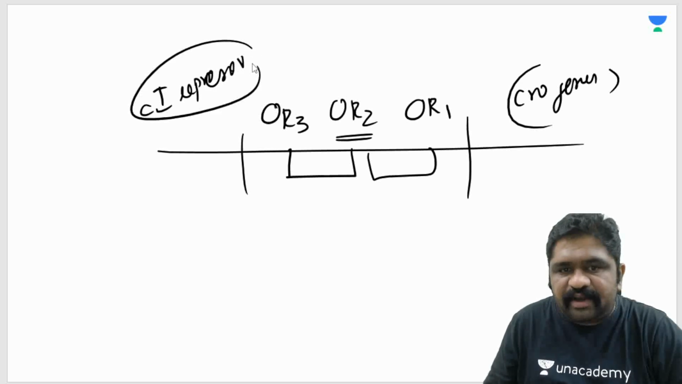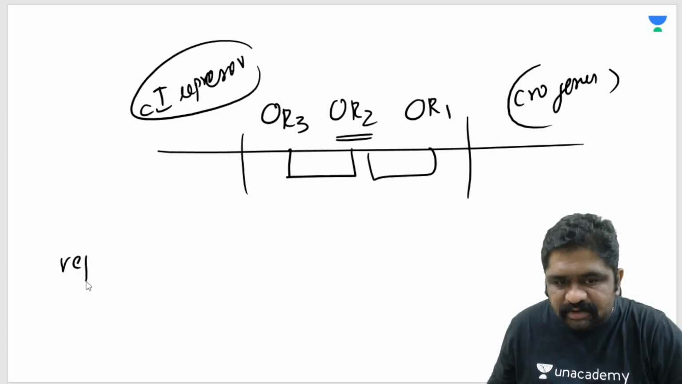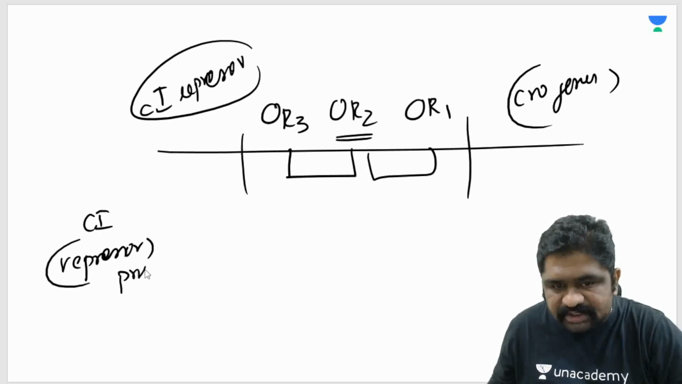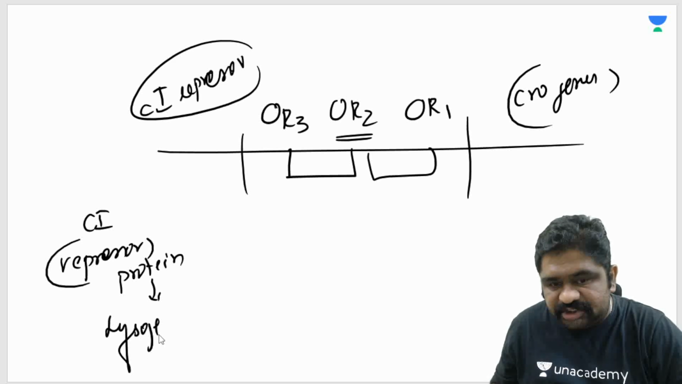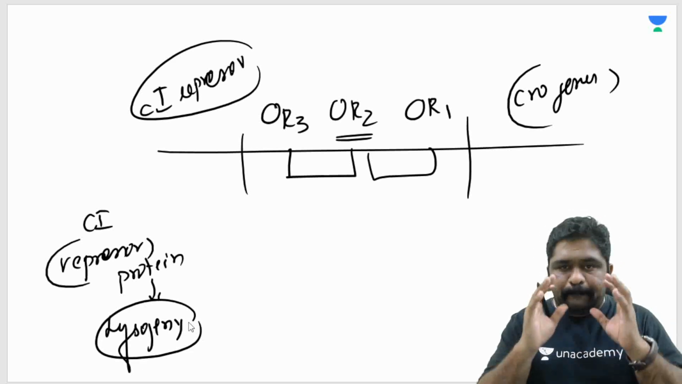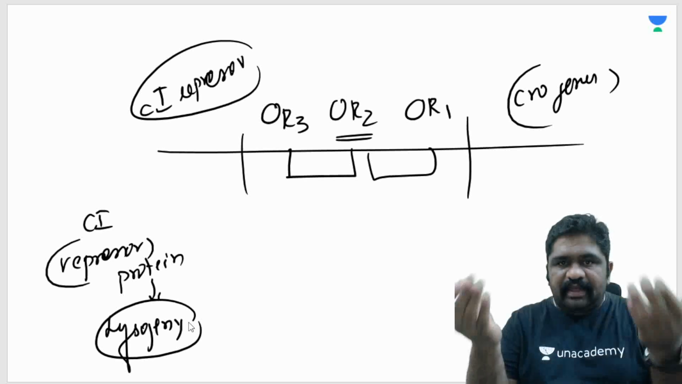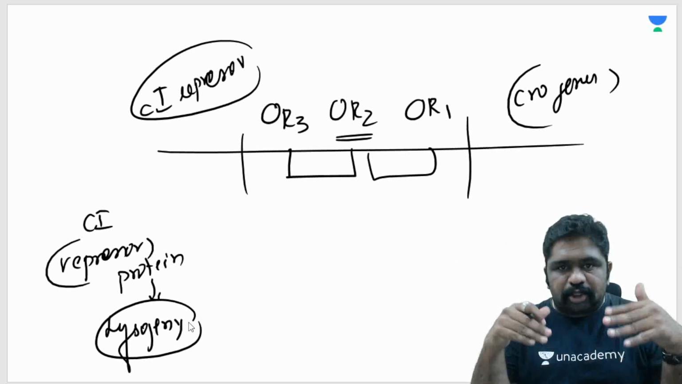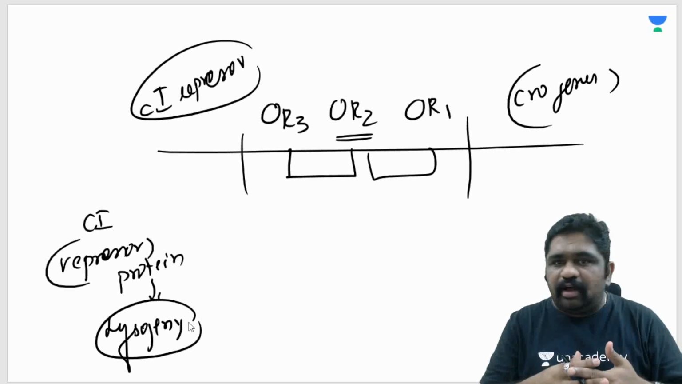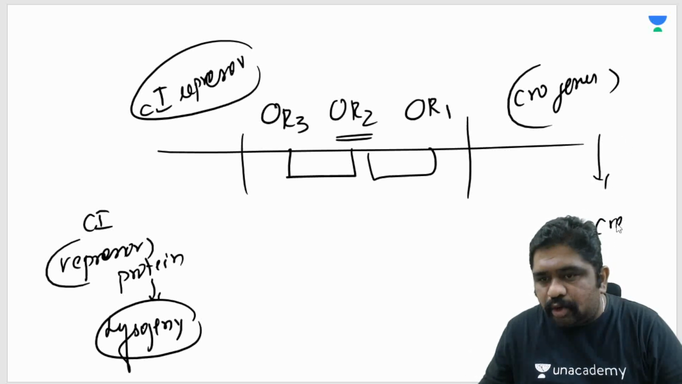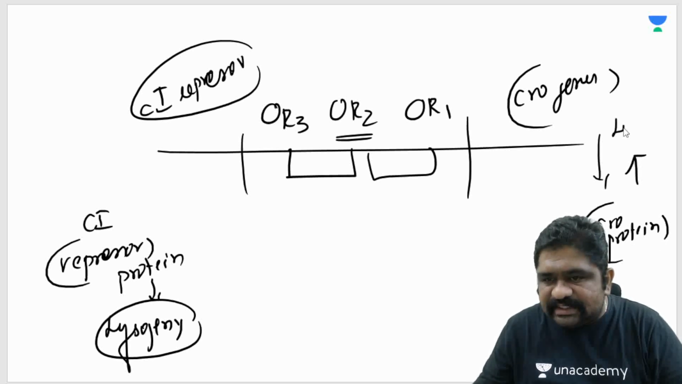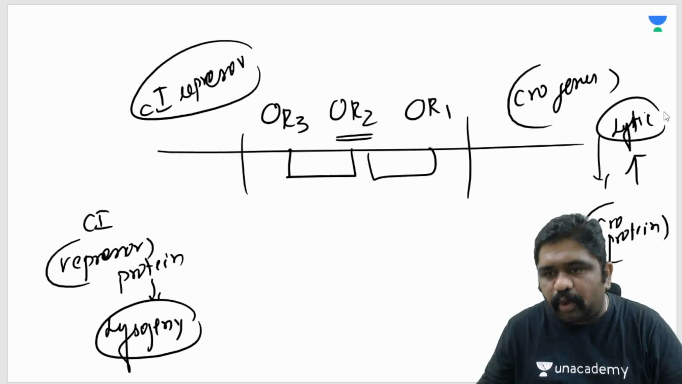Now, if the CI repressor proteins come into action, they always help in lysogeny. Lysogeny means maintenance of the bacteria intact. The integration of the new virus information into the bacterial information is happening. The virus is not actively replicating. While the CRO gene will help in making the CRO protein, and this CRO protein will help in the active lysis or lytic phase of the virus or the cell.